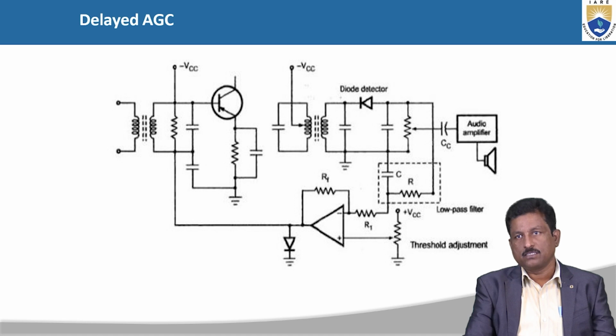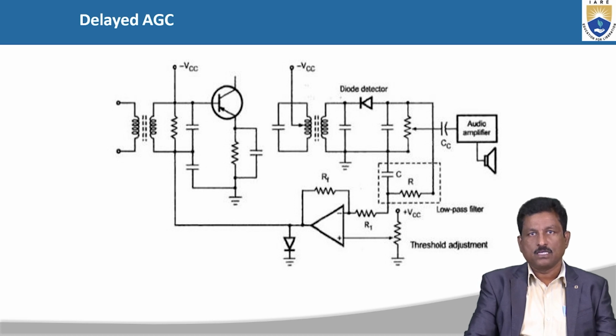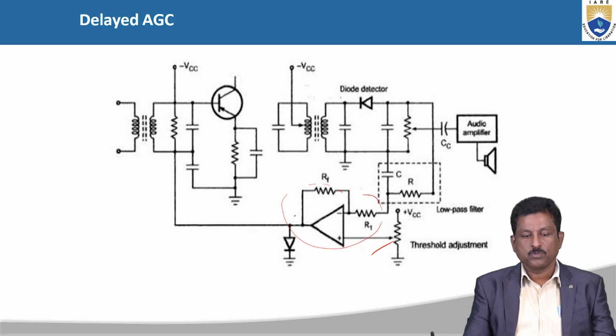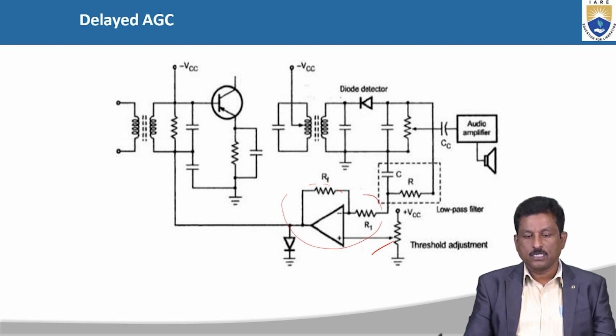This is delayed AGC. So there is some threshold adjustment, and based on that we are going to have the delayed AGC. This is an additional component we are going to get externally, compared to the simple AGC. So there is a delayed AGC circuit.